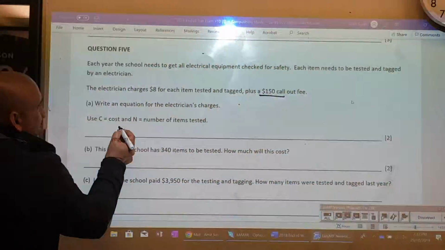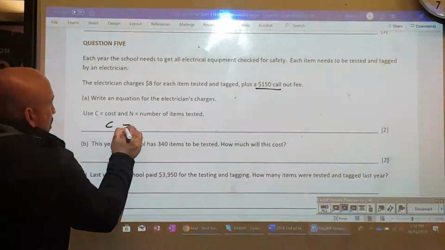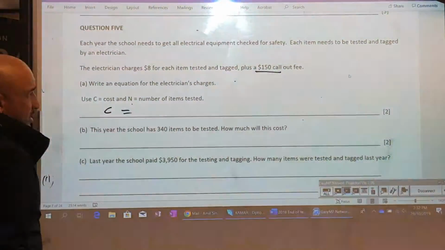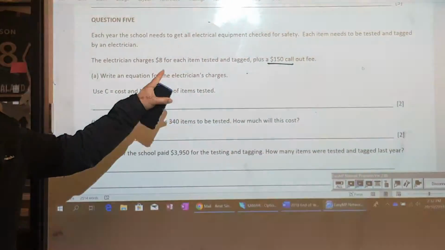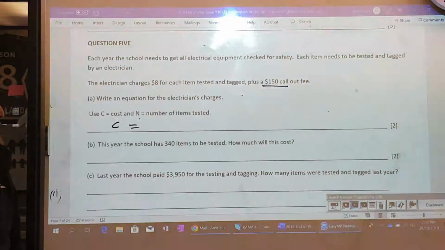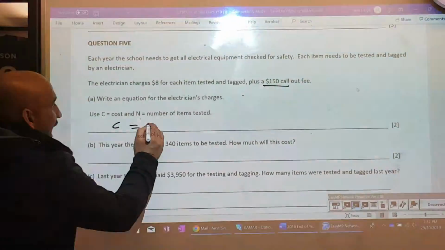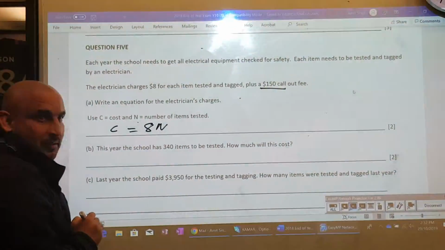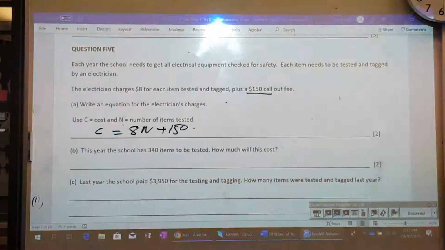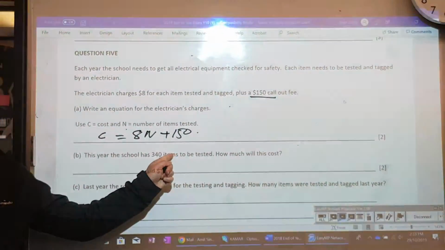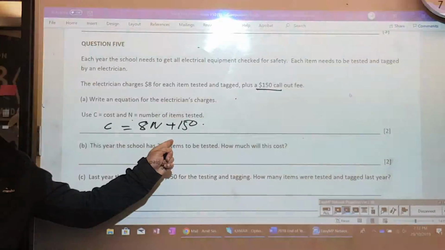So write an equation for the electrician's charge. Cost is C. So C, the cost, equals N, the number of items tested. What is he charging? For one item being tested, he is charging $8. So 8N plus 150. That's the equation. Why plus 150? That's the fixed price for the call-out fee there. Okay?